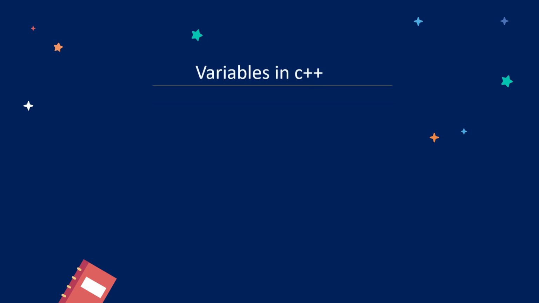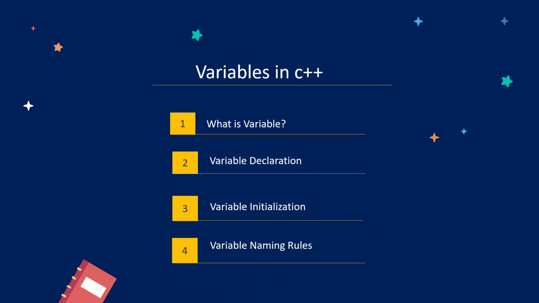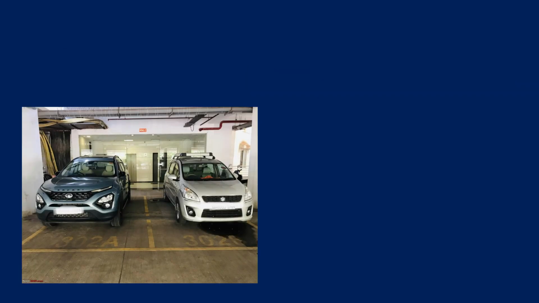Today we'll learn about variables in C++. We'll cover the following topics: variable in C++, variable declaration, variable initialization, and variable naming rules, or you can say variable rules. Before understanding variables, let's try to understand one real-time example.